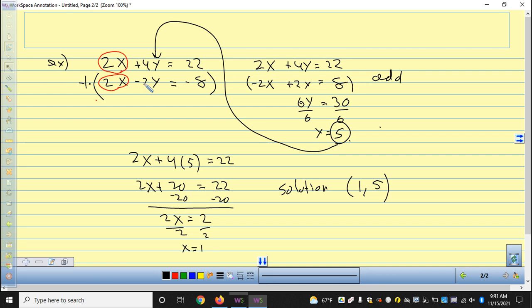I multiplied everything by -1 so that I can make this 2x negative, because I want to add them together to eliminate one of the variables. What I think he's trying to ask is why would it be -1, not 2 here? Because all I want to do is change the sign from positive to negative. I want this to be a -2. So to make this a -2, I have to multiply by -1.